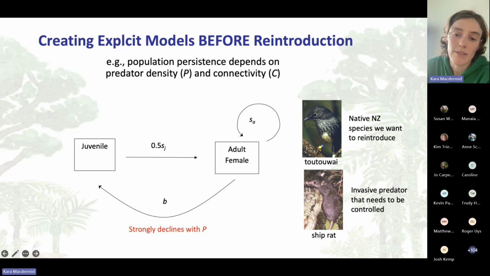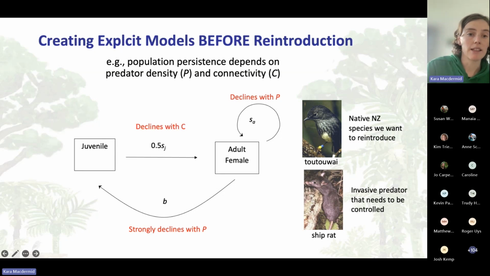Adult female survival, the little loop at the top there, also declines as rats increase because of predation when they're sitting on nests, and the juvenile recruitment into the population declines with connectivity because they disperse out of the managed area, as Zoe was saying.